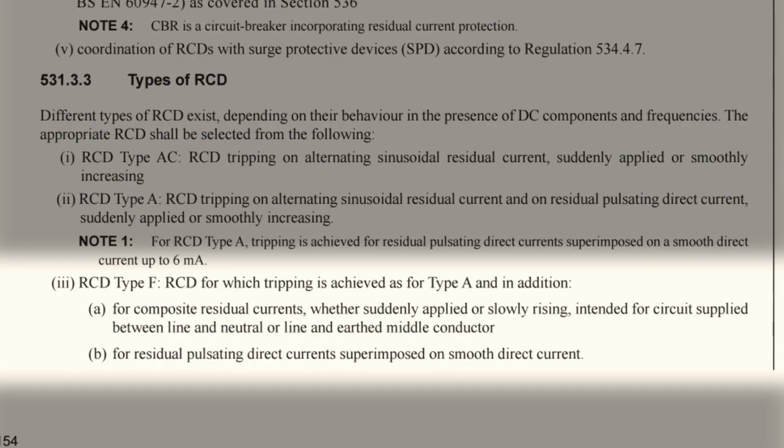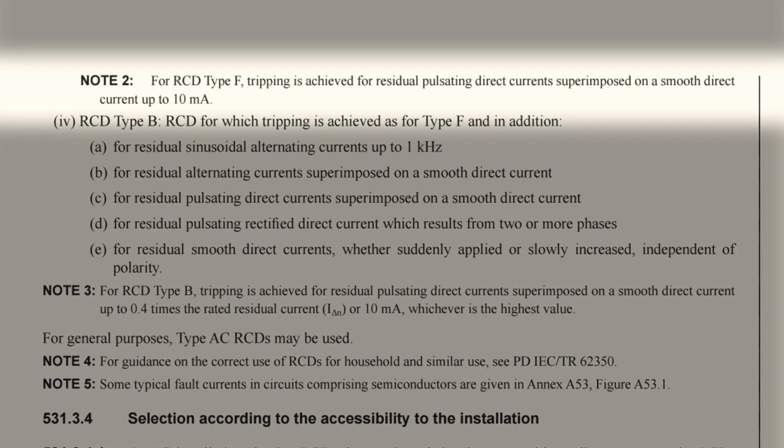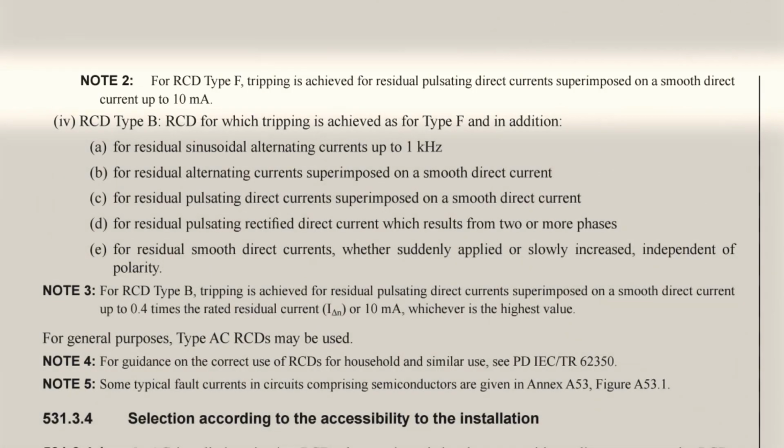RCD for which tripping is achieved as for Type A, and in addition, (a) for composite residual currents whether suddenly applied or slowly rising, intended for circuits supplied between the line and neutral or line and earth middle conductor, and (b) for residual pulsating direct currents superimposed on smooth direct current. Note 2 goes on to say, for RCD Type F, tripping achieved for residual pulsating direct currents superimposed on a smooth direct current up to 10 milliamps. So you can see this is similar to the Type A, but can handle higher values of DC fault current.